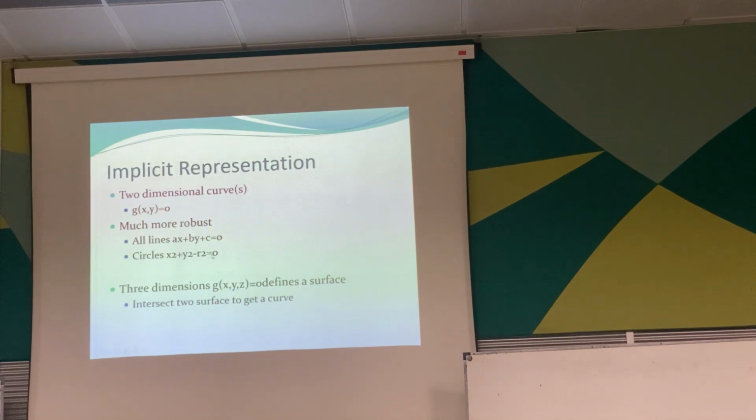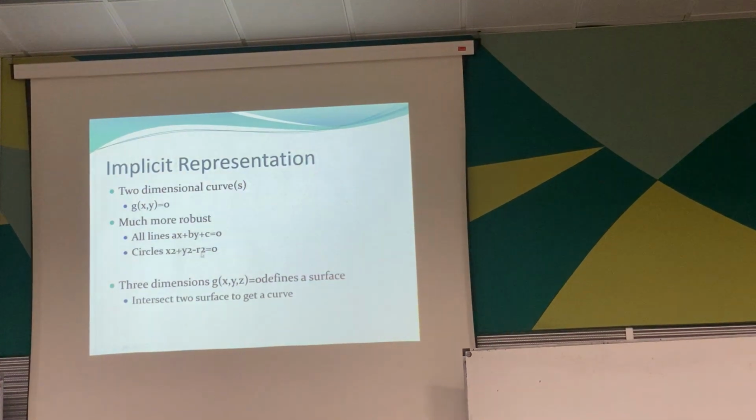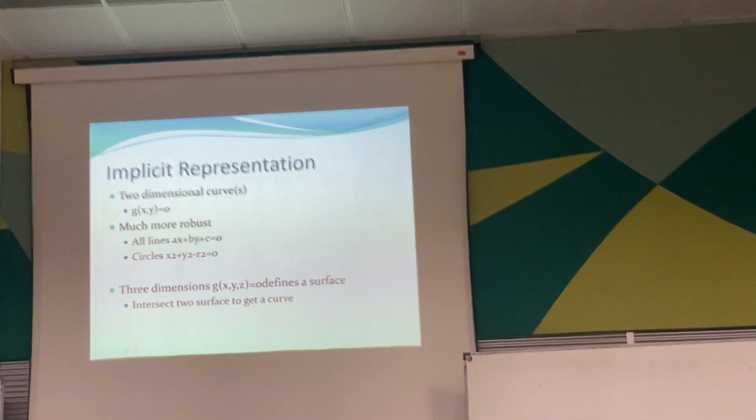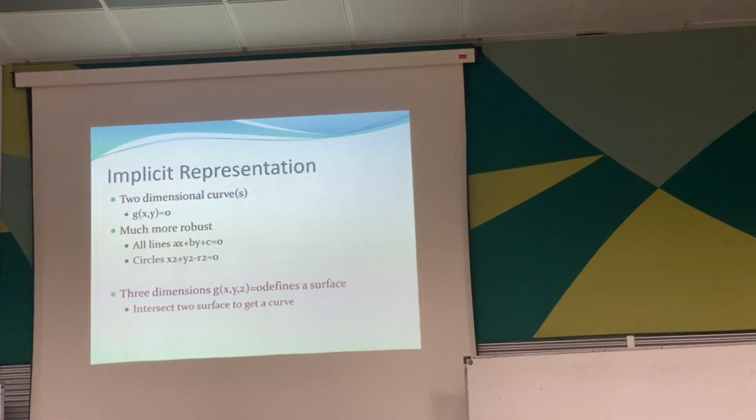From the implicit form, you can also change it to explicit. You organize the equation, moving terms so that only y is left at the left side, and the rest you move to the right. Then it becomes explicit representation.